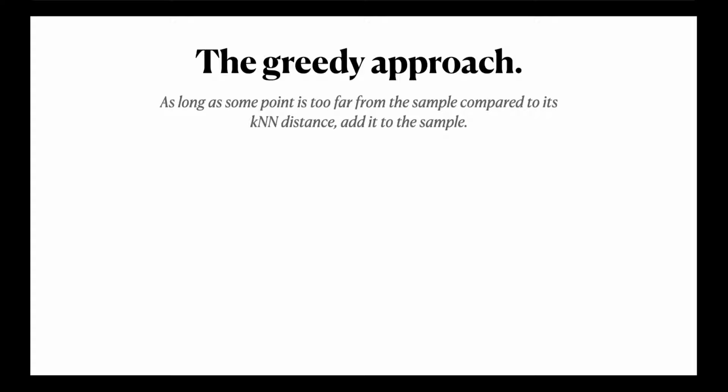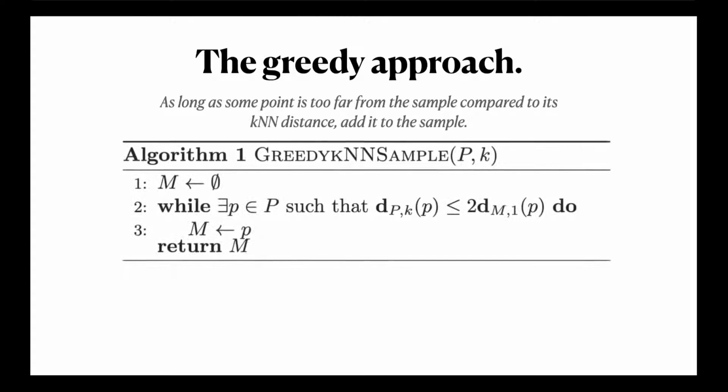As long as some point is too far from the sample compared to its kth nearest neighbor distance, we just add it to the sample. And we just keep doing that until there are no points with this property left. Here it is in pseudocode. It's so simple it almost doesn't merit pseudocode, but I'll just walk through it. This actually explains specifically what it means to be too far.